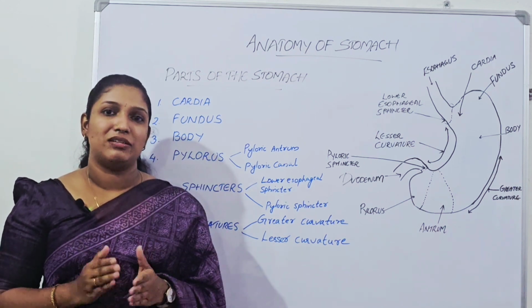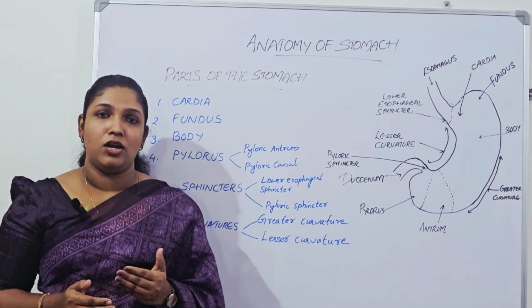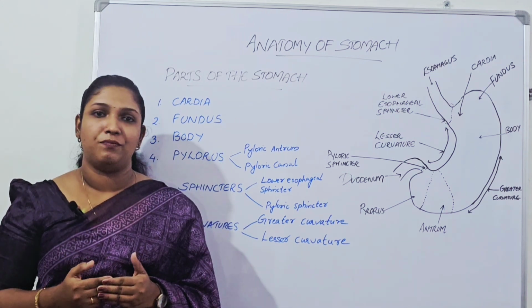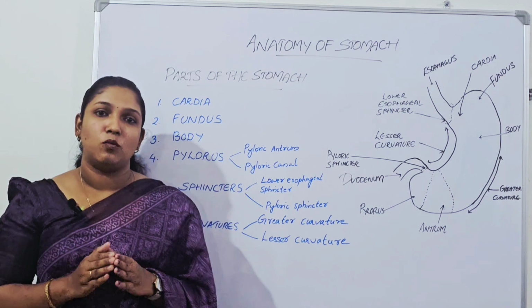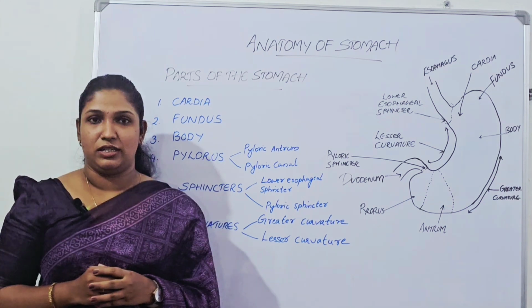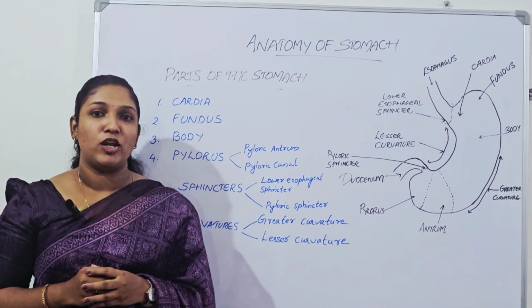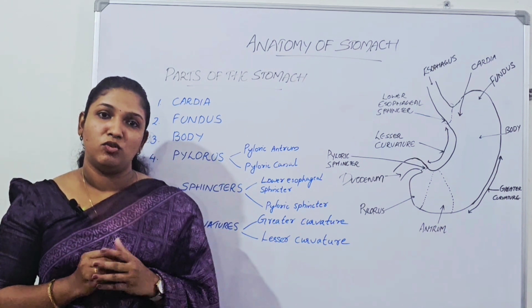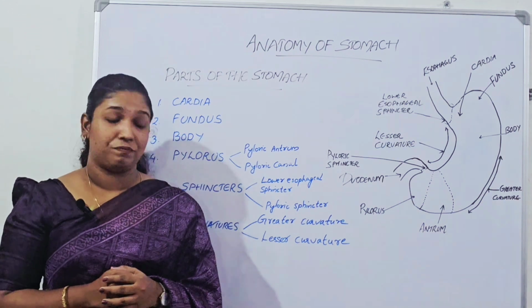The pylorus is divided into two main regions. One is the pyloric antrum and the other one is the pyloric canal. The pyloric antrum is the wider part of the pylorus where food particles are mixed. And the pyloric canal is the narrow part of the pylorus which connects to the duodenum.